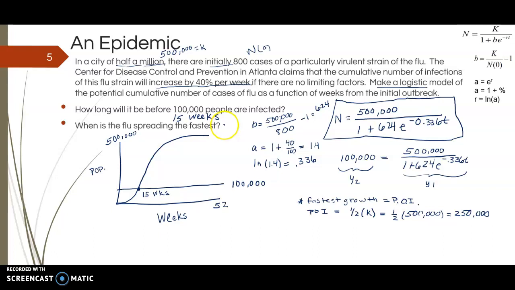So when is it spreading the fastest? 19 weeks. And to solve that, we just added a different line here at 250,000. And we found this point, which my line might be a little bit high there, to be at 19 weeks. And we got there by knowing that the fastest growth is going to occur at the point of inflection, and that the point of inflection occurs at half of the maximum.